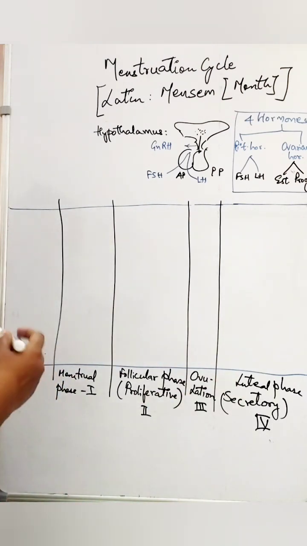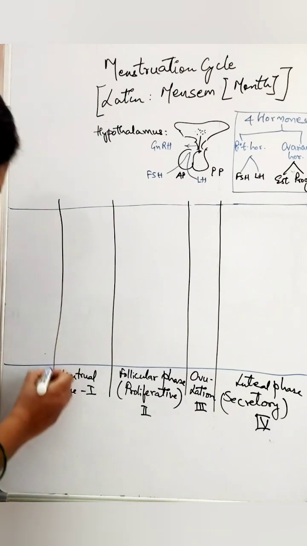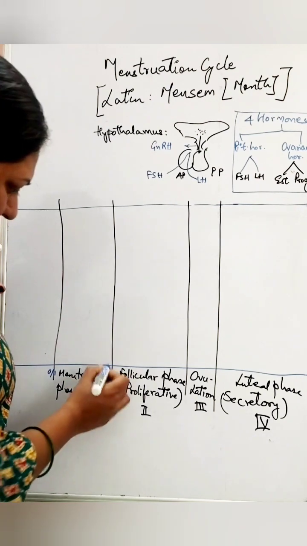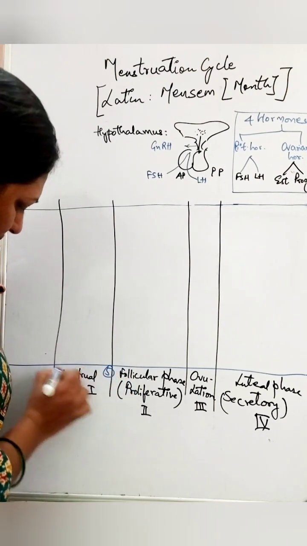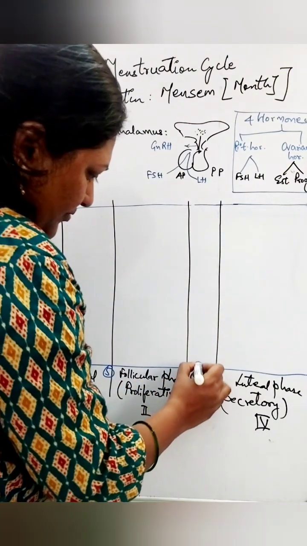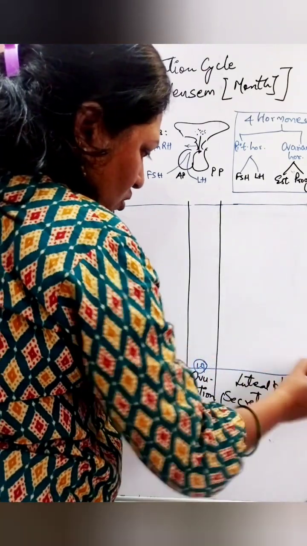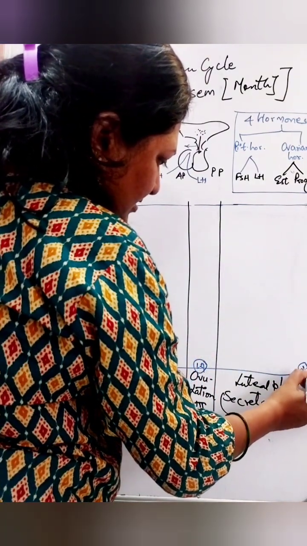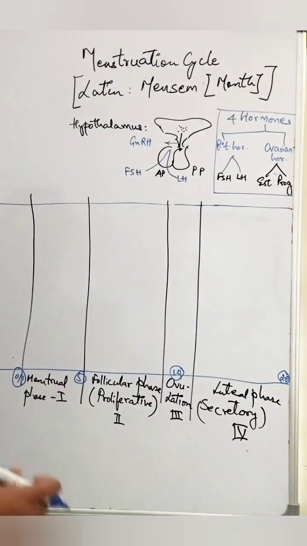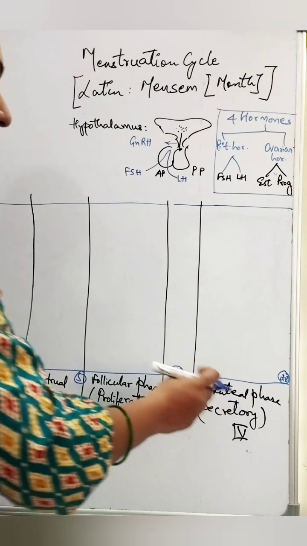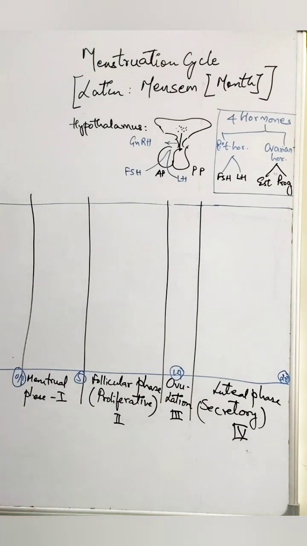Now here I will write the number of days. So it is day 0/1. It is the 5th day, I will circle it. And this is the 14th day where ovulation actually occurs. And this is 14 to 28 days. So this is phase 1, the menstrual phase, then the follicular phase, phase 2, phase 3, the ovulatory phase, phase 4, the luteal phase, or also called the secretory phase. That was this axis. Now we will go for this axis.